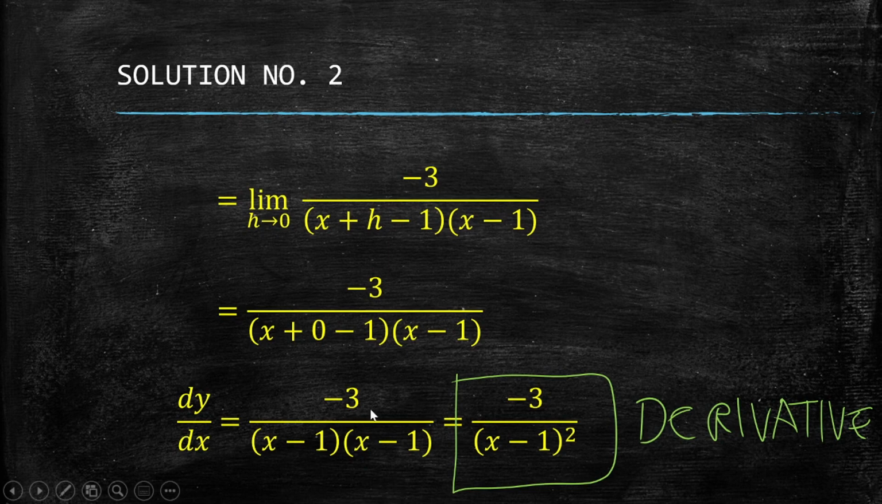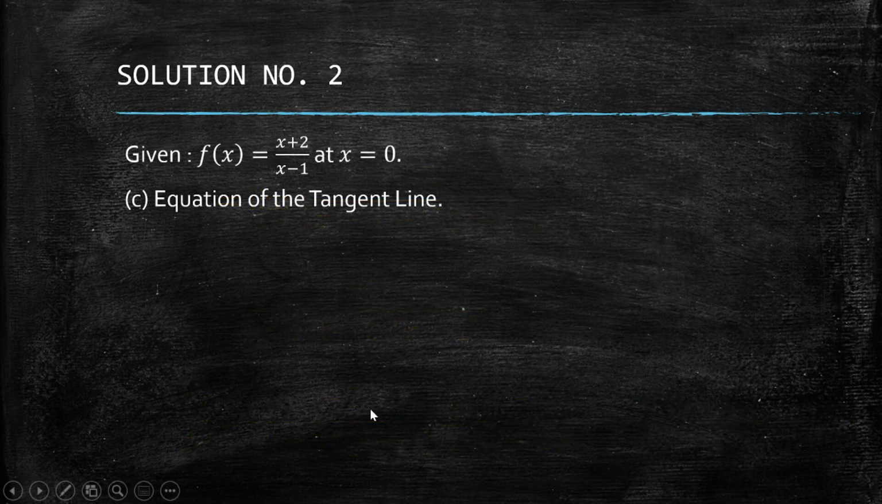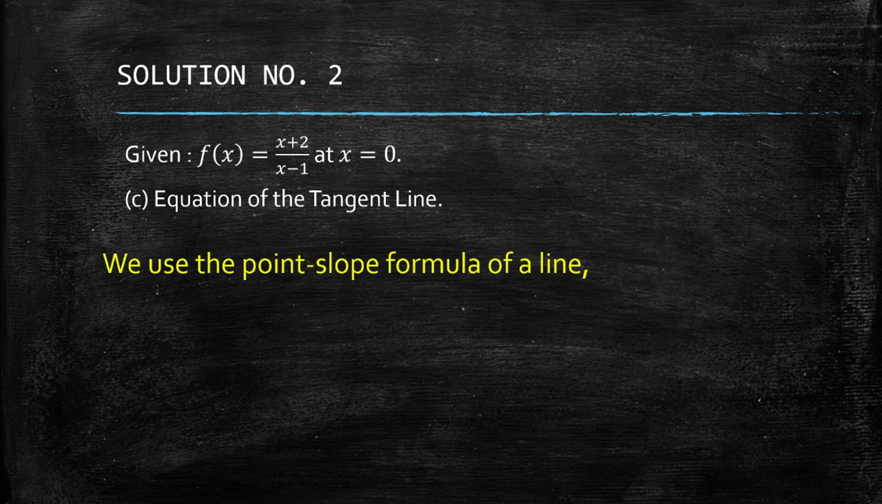Okay, so let's continue. We have now C, and we're asked to find the equation of the tangent line. So take note, this is not the slope, but rather the equation. And for the equation of the tangent line, we just use the point slope formula. So what is the point slope formula of a line? It's just y minus y sub 1 equals the slope, take note, m is the slope, times the quantity of x minus x sub 1.